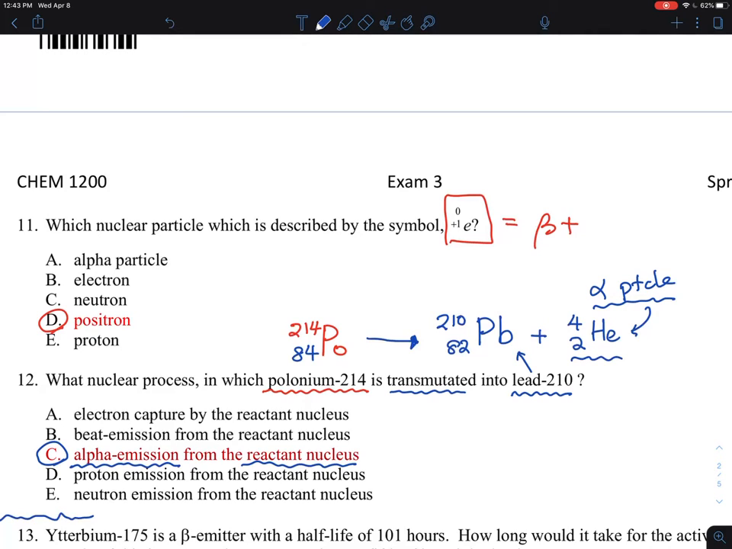So you need to finish up this balancing. The number of protons has to be balanced. So 2 extra protons have to come out from polonium, and from the 214 atomic mass to 210, therefore 4 is the atomic mass for this particle. So atomic mass 4, number of protons 2. That's what we call the alpha particle. So this is an alpha particle emission. That's why it's called alpha emission from the polonium, right? So a reactant nucleus. So the answer is C.